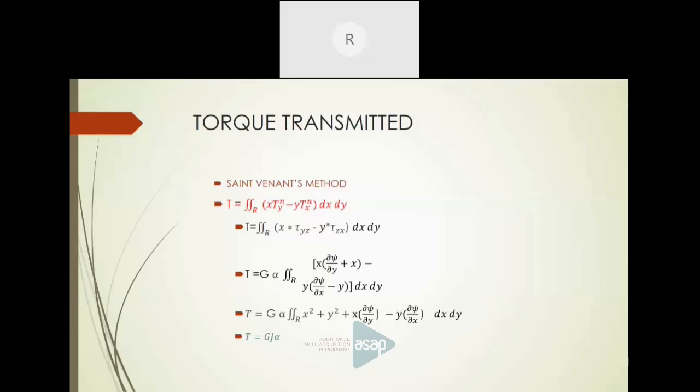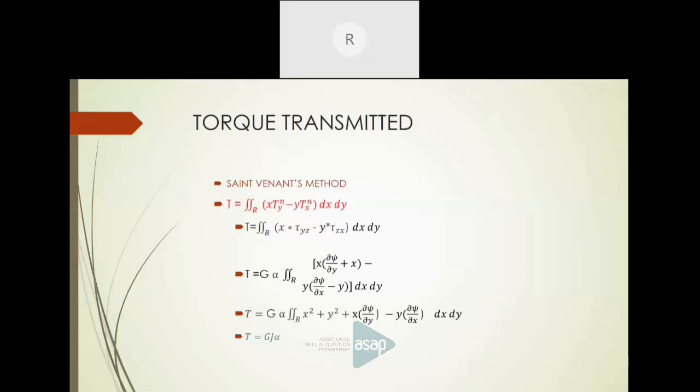So a force which is acting in the y direction will be at an x distance from the origin, so the moment arm will be x. Similarly, tau_nx is acting in the x direction, so the moment arm from the origin will be the distance y. Correct. So this is the equation for torque.